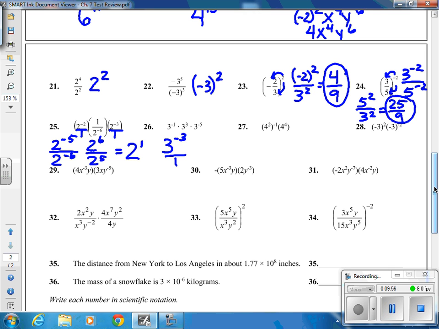We flip it, so we have 3 to the third power with a 1 on top, and you keep going. 3 to the third power is 27, and the 1's on top. So your final answer is 1 over 27.